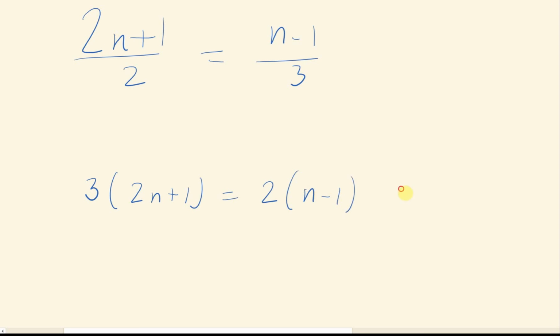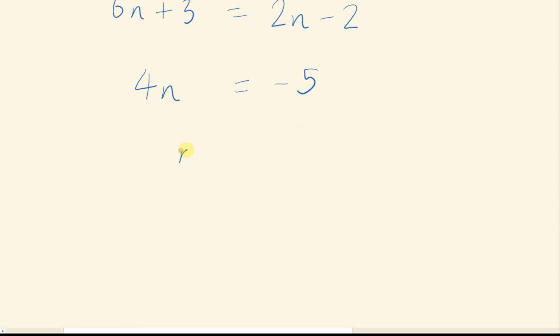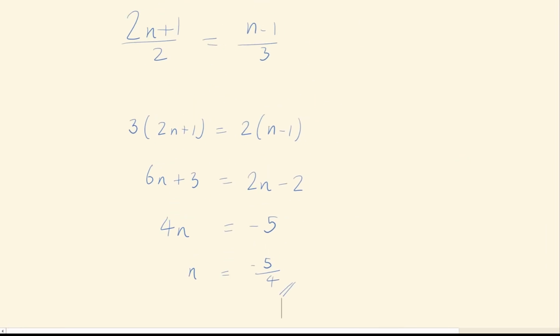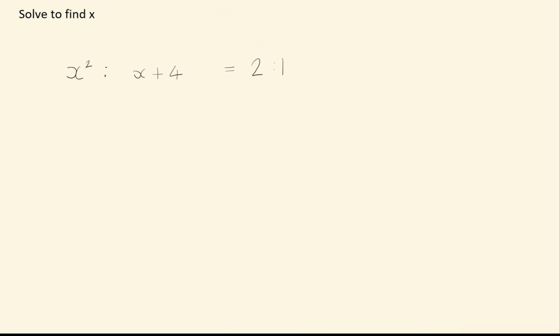Then we are just going to expand out and solve. So expand both sides, get all the n's on one side, and get everything else on the other side, and then solve that to give n is minus 5 over 4. Okay, and I hope that wasn't too bad. Again, the only real difficulty here is that first step. Okay, just moving on to quadratics.